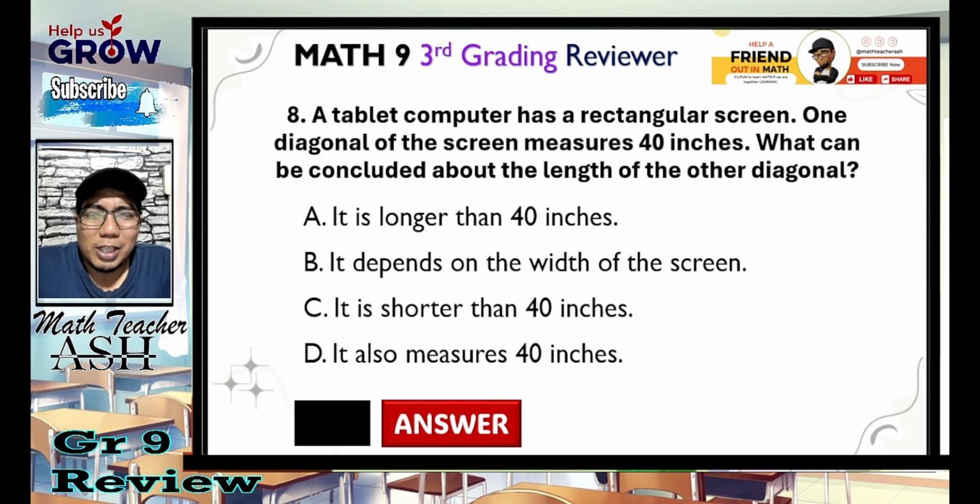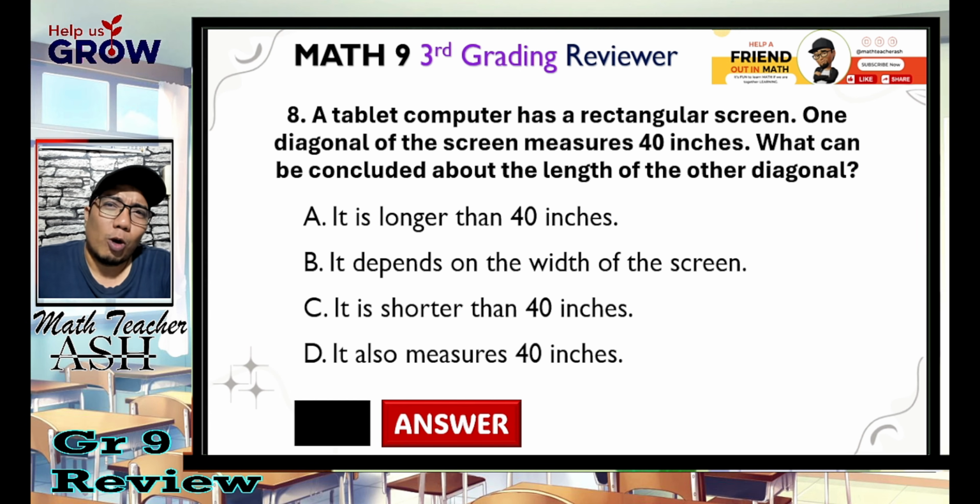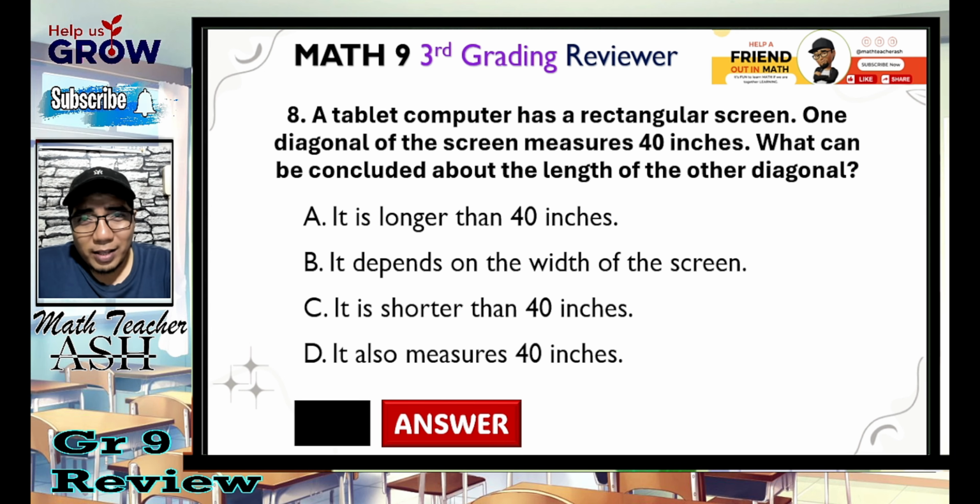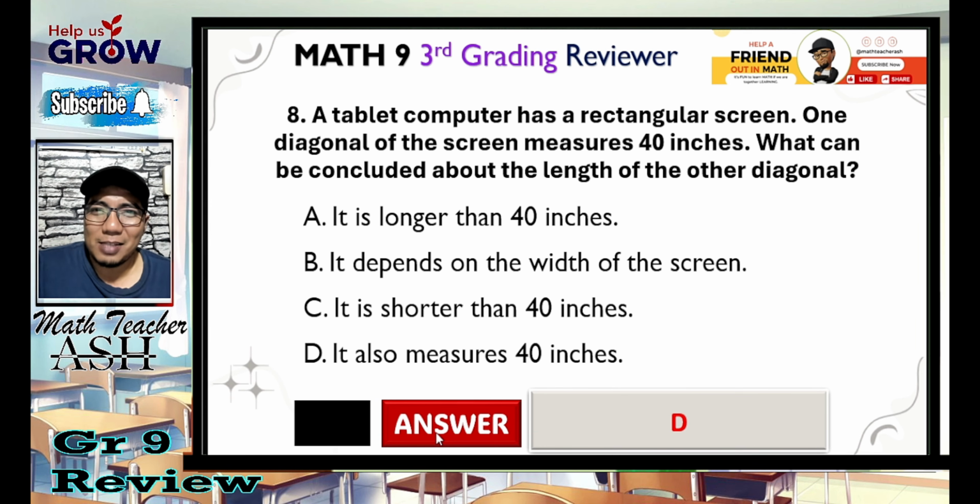Okay, my dear math learners, this question is very easy. Why? Because talking about rectangle, we already know that the unique property of a rectangle is that it has four right angles. One property also that is unique in rectangles is that all its diagonals are, very good, congruent with each other. Therefore, if one diagonal measures 40 inches, then the other diagonal also measures 40 inches. And that would be letter D. Let's check whether we are correct. Alright, very easy, my dear math learners.